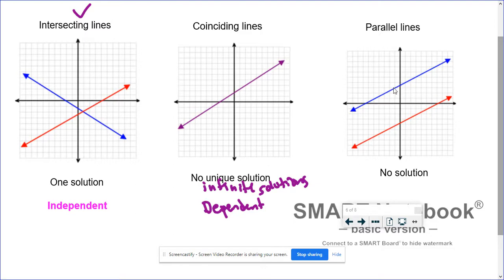Parallel lines, where the two equations have the same slope, have no solution. Right? That's also considered an inconsistent system. So depending on what the question asks you, if it's asking you for the solution, you'll either give an ordered pair, or you'll say infinite solutions, or you'll say no solution. If the question's asking you to classify the system, the classification is going to be either independent, dependent, or inconsistent.